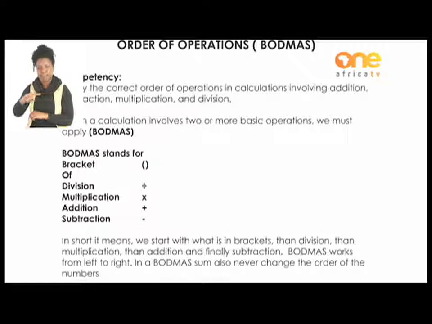So in short, it means we start with what is in brackets, then division, then multiplication, then addition, and finally subtraction. BODMAS, boys and girls, works from left to right, and that we will explain when we get to the examples. And one important rule in BODMAS: never ever change the order of the numbers. We will also explain that when we get to our examples.